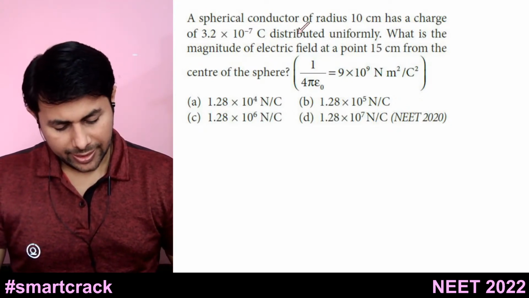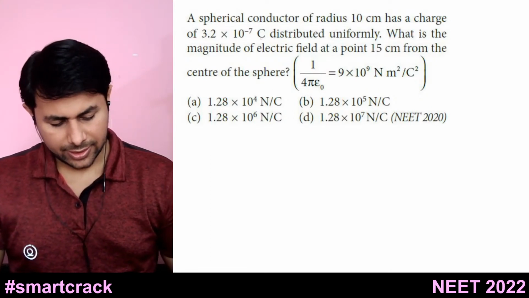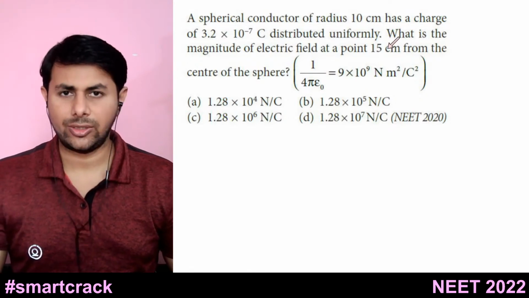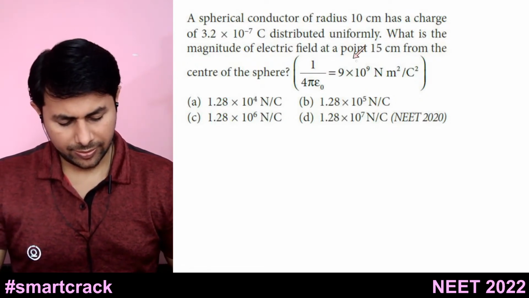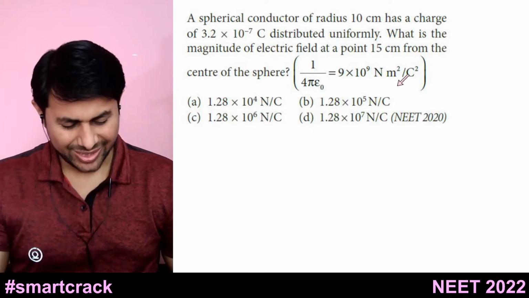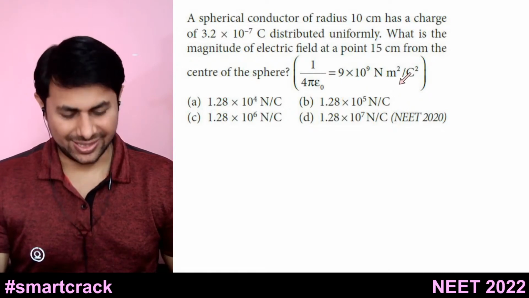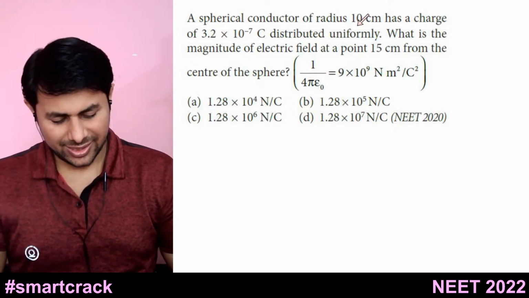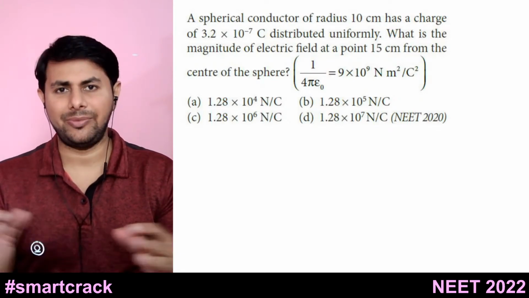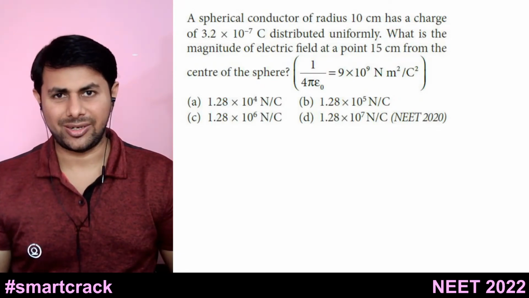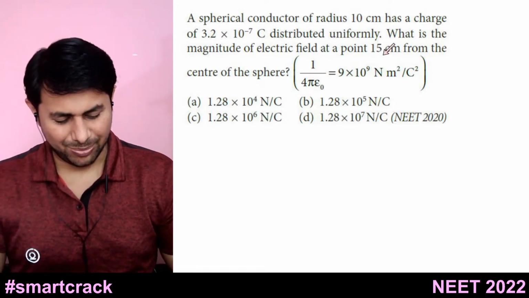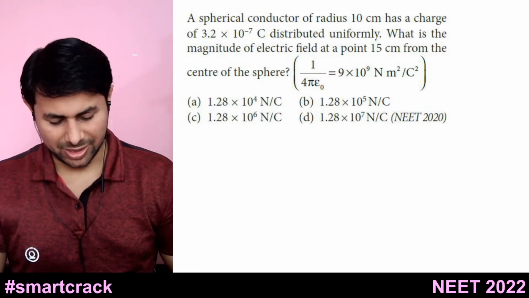A spherical conductor of radius 10 centimeters has a charge of 3.2 into 10 raised to minus 7 coulombs distributed uniformly. What is the magnitude of the electric field at a point 15 centimeters from the center of the sphere? You will not get a simpler question than this. You have a sphere of radius 10 centimeters and a point at 15 centimeters, which means it is outside the sphere, and you know the formula of electric field.